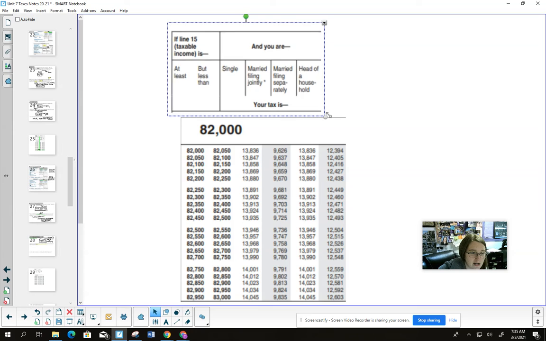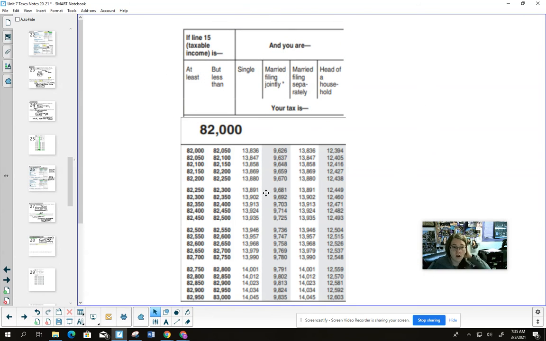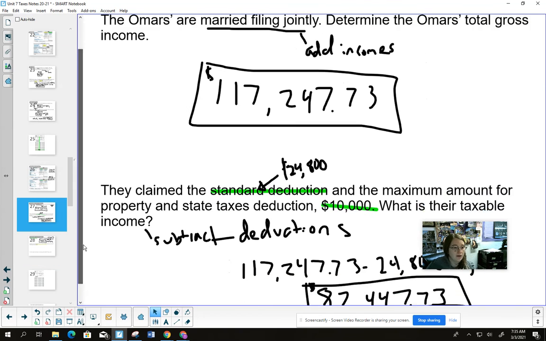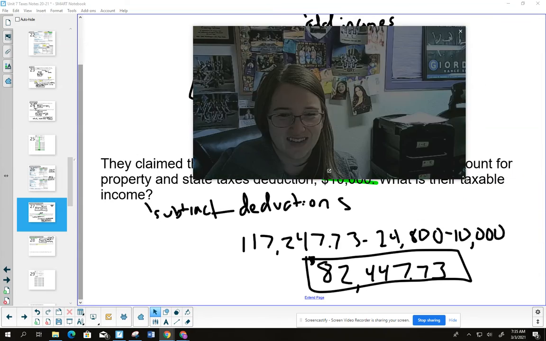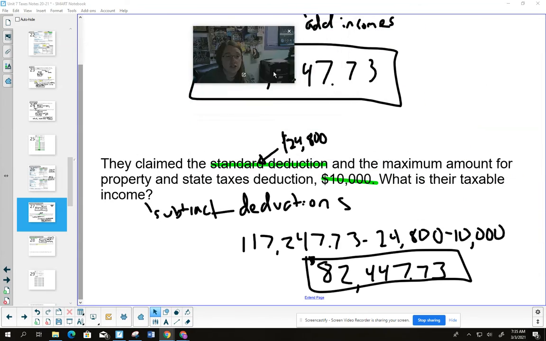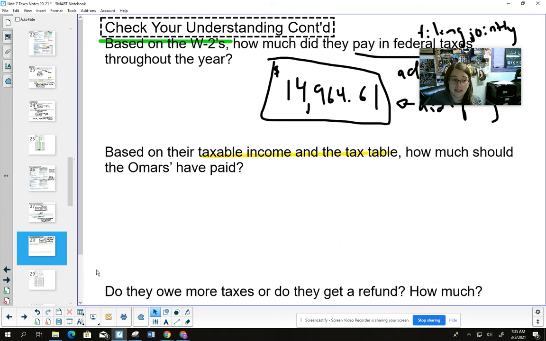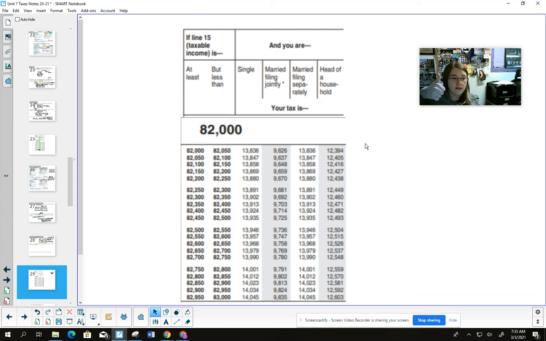Okay, so once again, guys, I can't believe I haven't fixed this yet, but the table you have in your notes is wrong. You are going to look here. So based on their taxable income, we have 447. Let's make this smaller again. There we go. 82,447.73. That's their taxable income. If you need to write, make sure you have it written down. And we're going to look at the tax table here. Go ahead and take a moment. They are married filing jointly. 447, that's kind of the number we're focusing on. Let's see if we can tell what they should have paid.